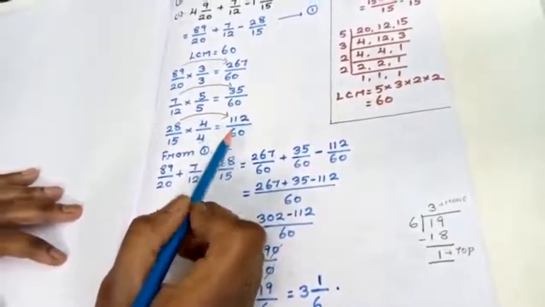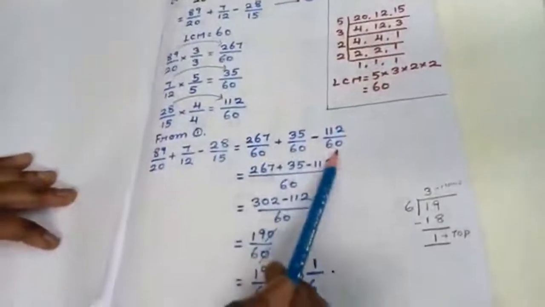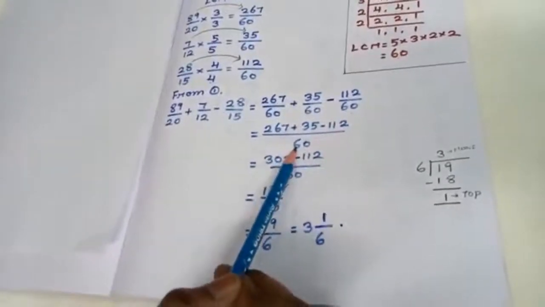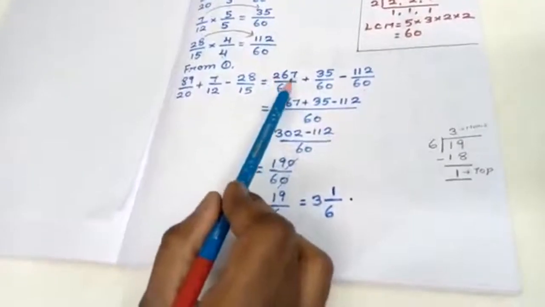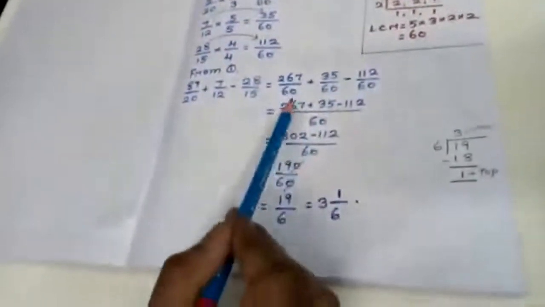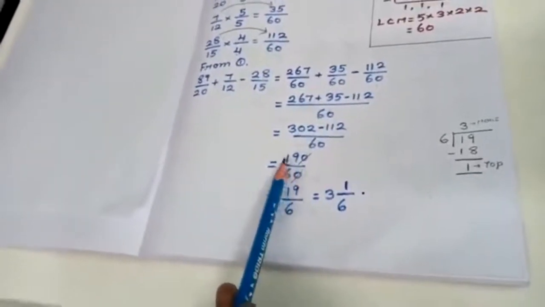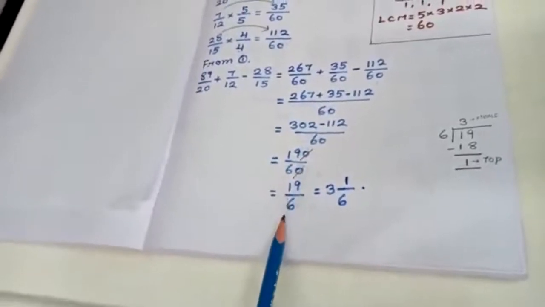After converting, this equation 1 I am going to replace like this. After replacing, if you check the denominator part, I am getting the value as 60. Whole divided by 60. Top value 267 plus 35 minus 112. Calculate students. You can calculate in any way. Finally, you will be getting the answer as 190 by 60. Cancel the zeros. 19 by 6.